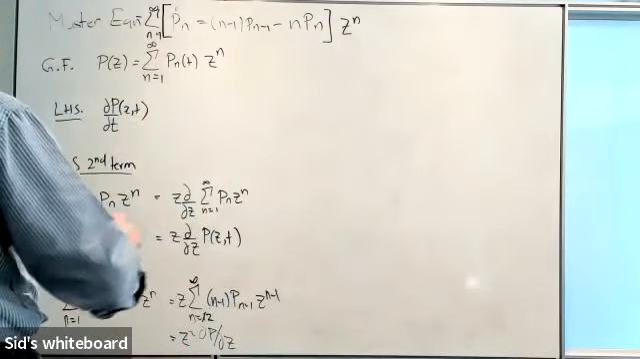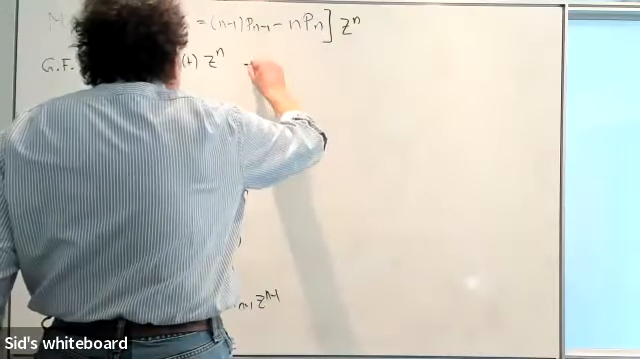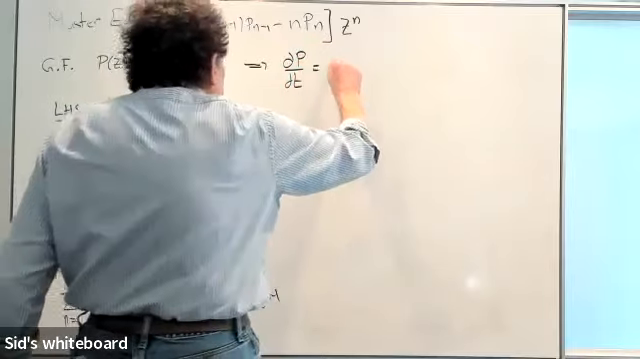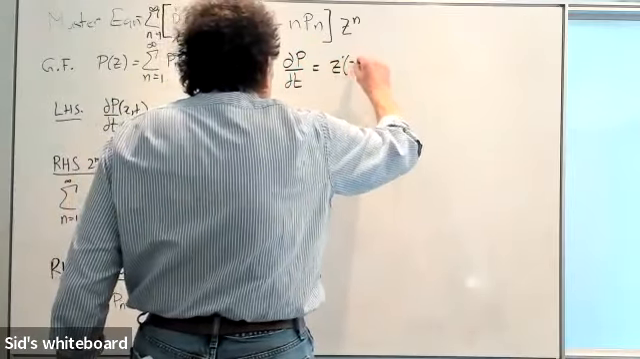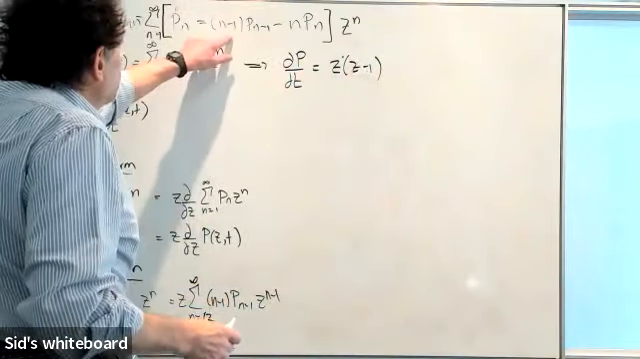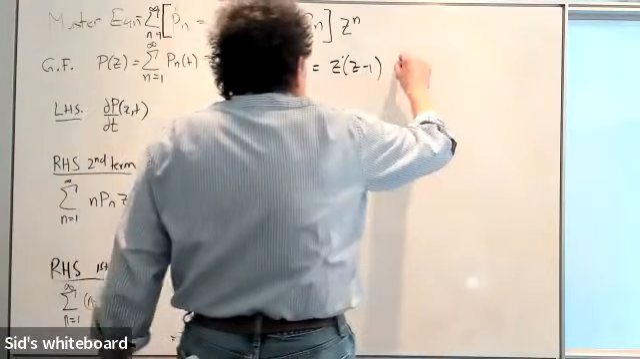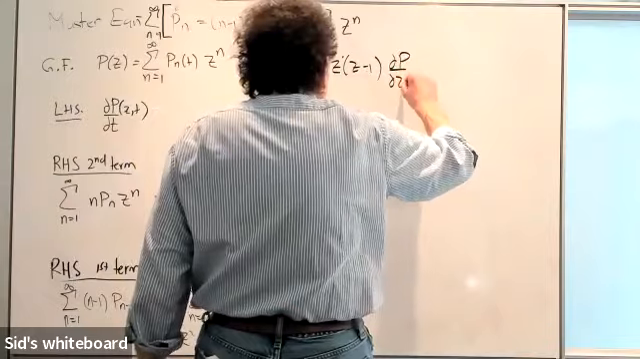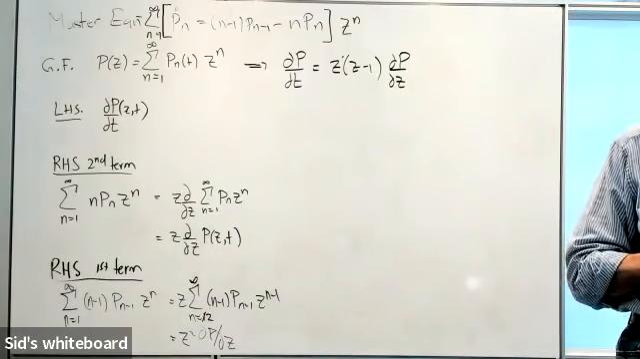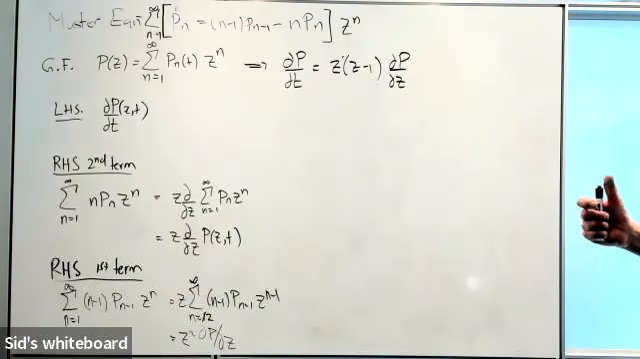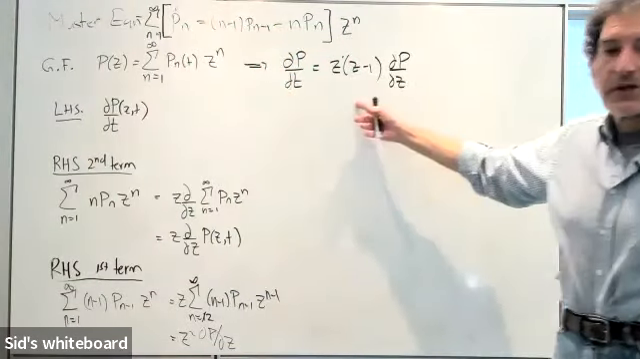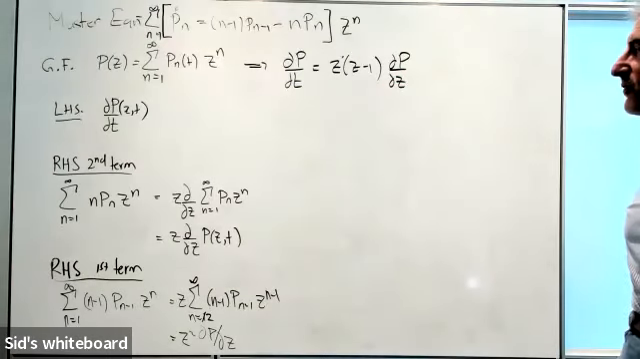So after introducing the generating function, our master equation changes to the following partial differential equation: dP by dt is equal to z times (z minus 1), because we have z squared from this term minus z from this term, times dP by dz. So that is our dynamical equation for the generating function. And so what we've done is we transformed a differential difference equation into a partial differential equation, which is something that hopefully is a little bit more familiar to you.